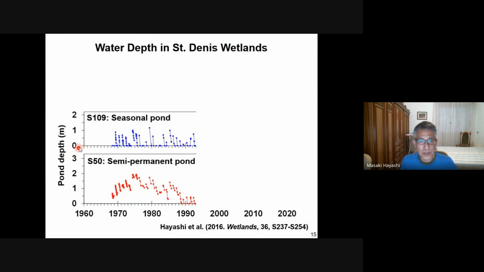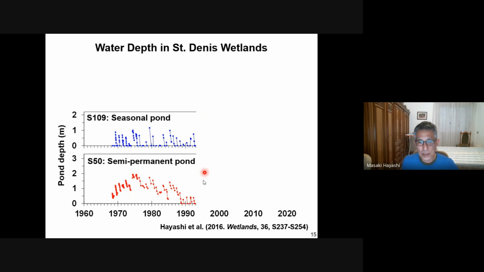This is the depth of water in S109 and S50. Remember, S50 is the bigger one. S109 has a seasonal pond. That means the pond forms in spring and disappears every summer or fall. This pattern repeats every year. Whereas S50, we call semi-permanent. It has some seasonality and dries up in some years, but most times it holds water throughout the summer, fall, and winter. So it's a semi-permanent pond.